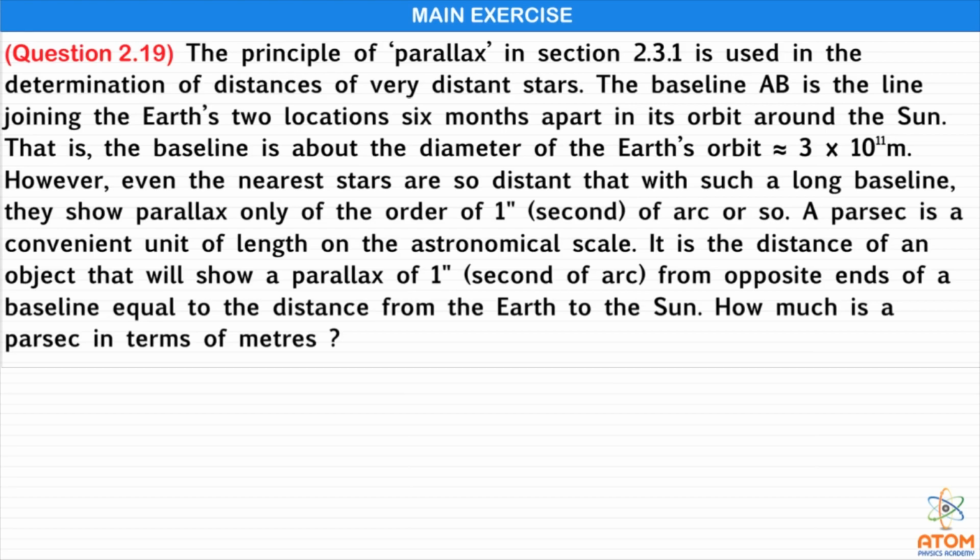A parsec is a convenient unit of length on the astronomical scale. It is the distance of the object that will show a parallax of 1 second of arc from opposite ends of the baseline equal to the distance from the Earth to the Sun. How much is the parsec in terms of meters? Let me explain this with a figure.